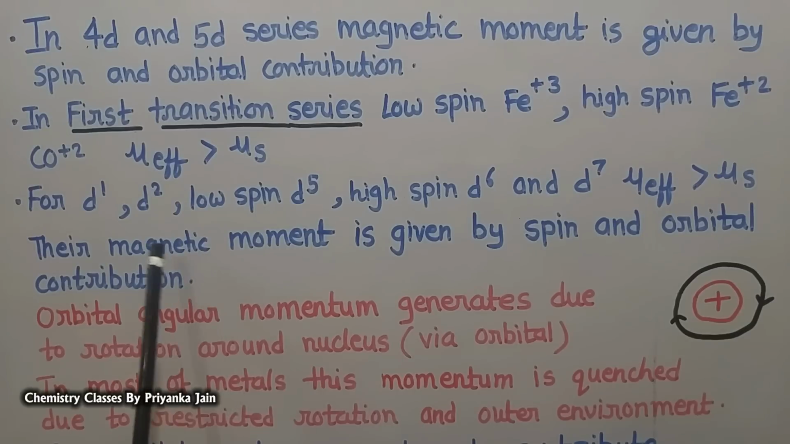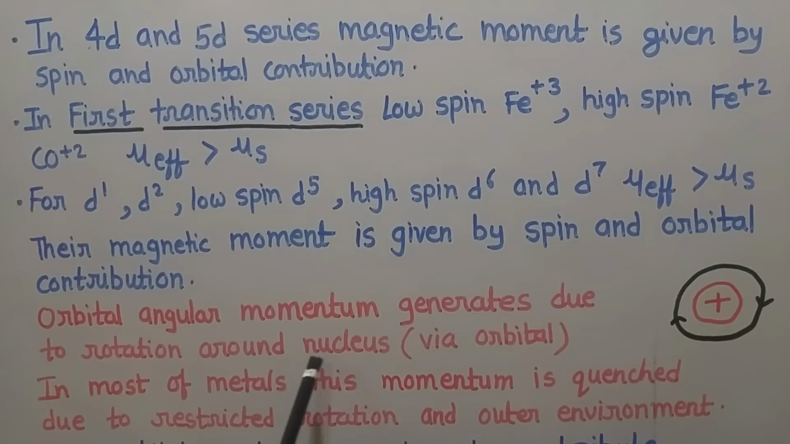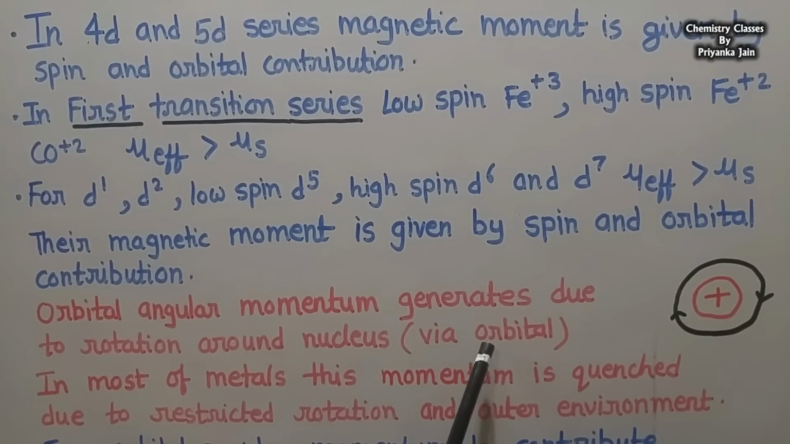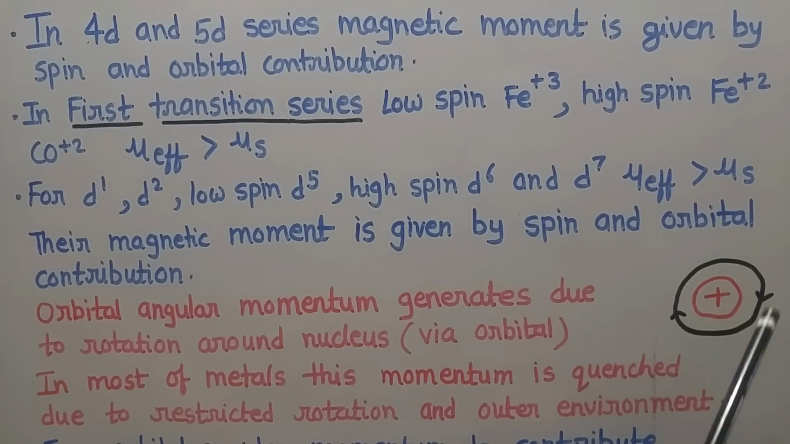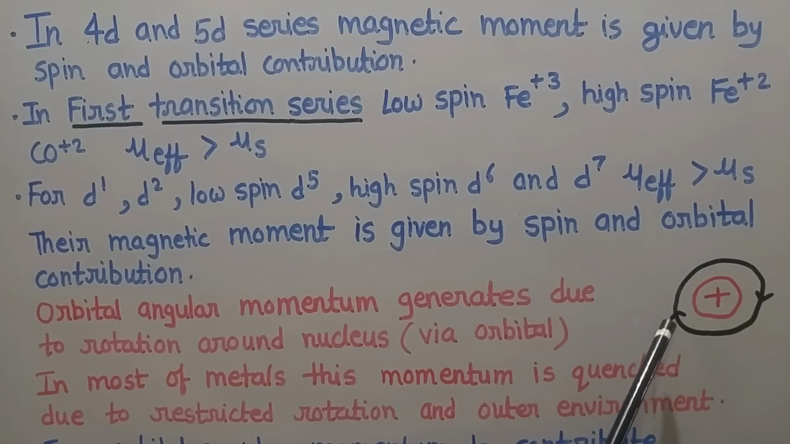Why? Because in these cases the magnetic moment is given by the combination of both the spin and the orbital angular momentum. So why does it happen that in some cases we get the magnetic moment by the spin-only formula, and in some cases we use both the spin and the orbital contribution? The reason for this is that the orbital angular momentum is generated due to the rotation of the electron around the nucleus, and this rotation happens via the orbitals. It means this is a nucleus and the electron rotates around this nucleus, and it is present in the orbitals. So it will rotate via the orbitals around the nucleus, and when it rotates, only then the orbital angular momentum is generated. If there is no path for the electron to rotate, then it cannot produce the orbital angular momentum.